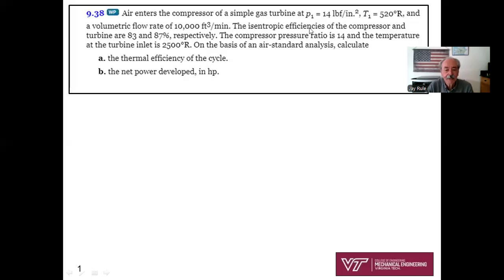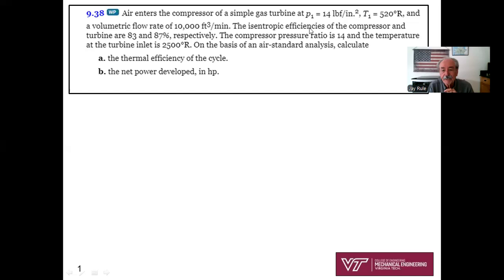This is problem 9.38 in your textbook, and I'll read it and then we'll start looking at planning our work. Air enters the compressor of a simple gas turbine at P1 equals 14 pounds per square inch, PSI, T1 is 520 degrees R, and a volumetric flow rate of 10,000 cubic feet per minute. Let's see, so I immediately recognize I've got English units to deal with.